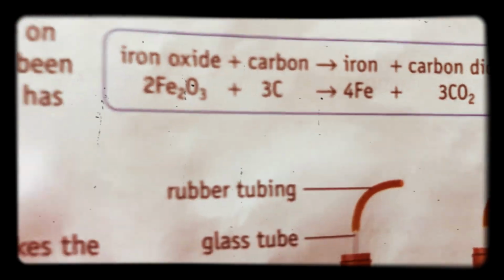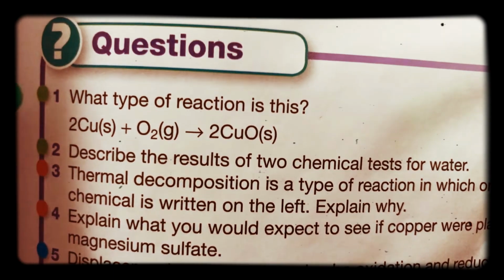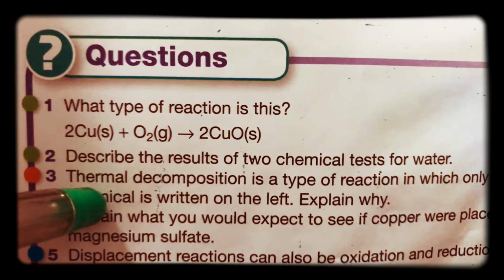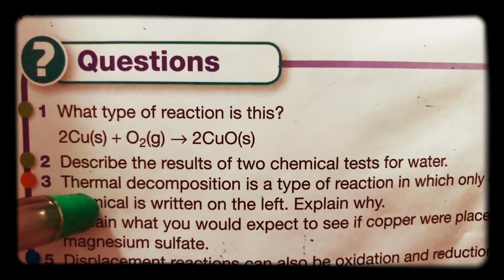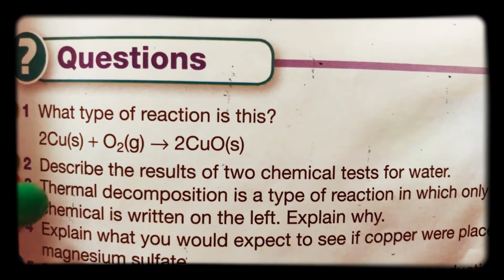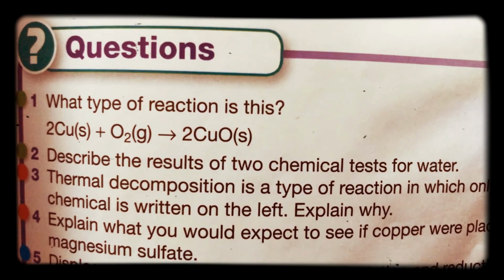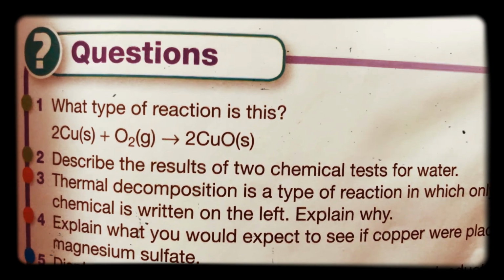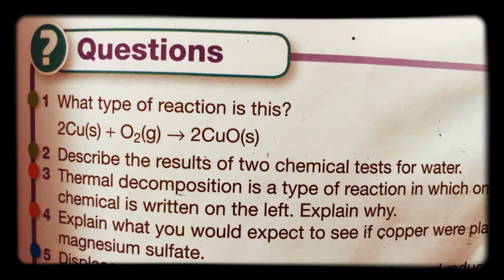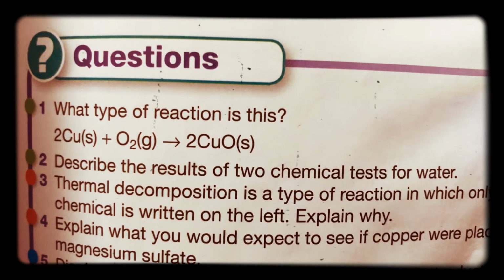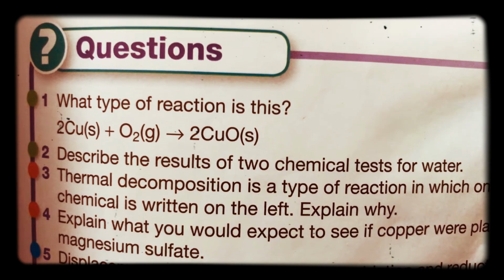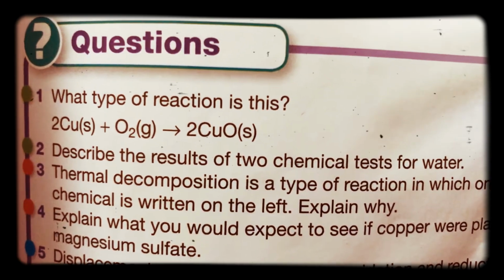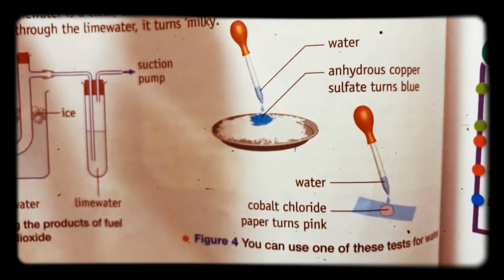Okay? So finally, just double check you know the answer to number 2. Describe the results of 2 chemical tests for water. Pause the video. Okay, so when you're giving 2 chemical tests for water, make sure that you give the right name. So it's anhydrous copper sulfate and anhydrous cobalt chloride. And then make sure that you're giving the proper colour changes. So anhydrous copper sulfate turns from white to blue, and anhydrous cobalt chloride turns from blue to pink. Okay, there we go, and that's confirmation.